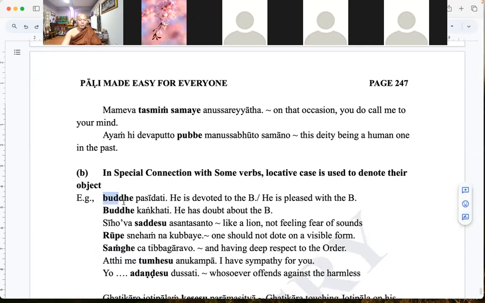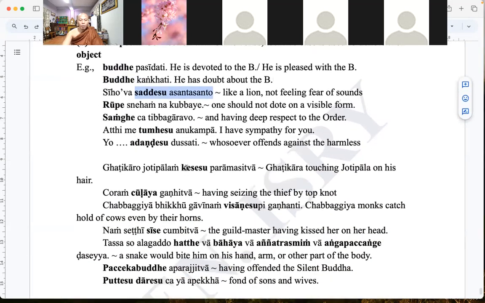So here, bodhi pasiddhi, actually the object of the pasiddhi, bodhi kinkhati, object of the doubt. But in Pali it's easy, object of the doubt, object of the love, just like in English. So you see, bodhi pasiddhi, bodhi kinkhati, and then sadhisu, ascend, descent, and so all of them look like the object actually. But here, Kadikaro Jodi Balan, Kisisu Brahma Saitawa. Jodi Balan is also an object, Kisisu also an object, but Jodi Balan is common, so wide. But in the Jodi Bala body, here, touching the hair, not the hand, not the leg, or not the face, so very specific. But roughly we can say object of that part also.